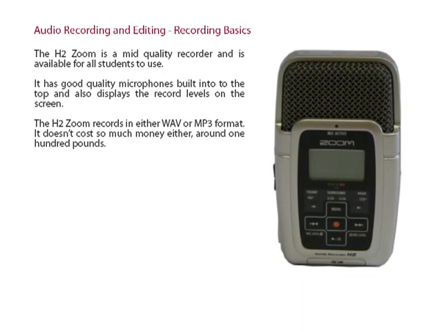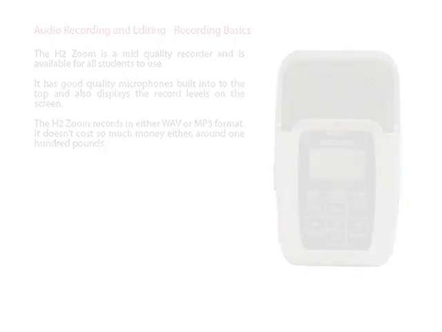The H2 Zoom is a mid-quality recorder and is available for all students to use. It has good quality microphones built into the top and also displays the record levels on the screen. The H2 Zoom records in either WAV or MP3 format, and it doesn't cost so much money either, around £100.